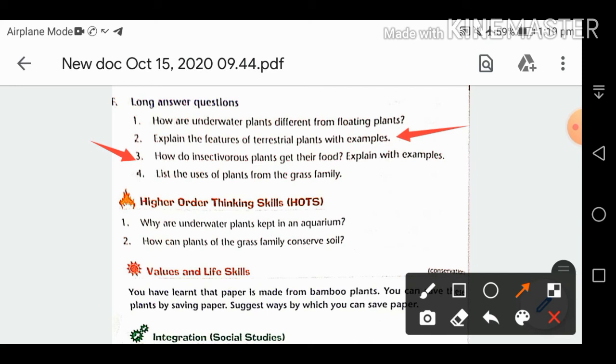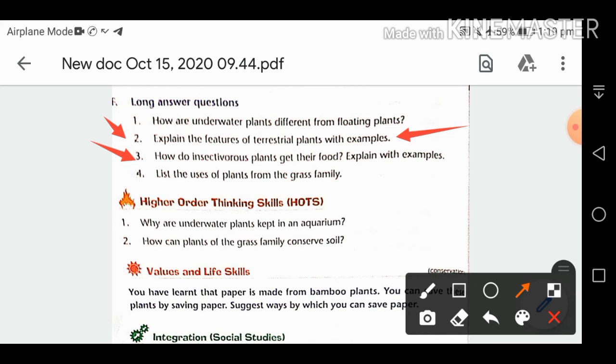In the terrestrial plant question, the second one, you can explain each type of plant. Plants that grow in mountains, their features. Then plants that grow in desert, their features, like cactus has spines. Plants that grow in marshy areas have respiratory roots. So these are the terrestrial plants and their features.